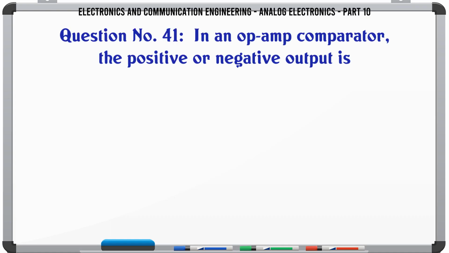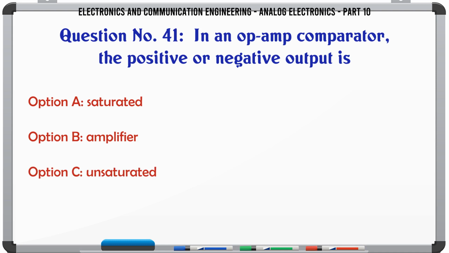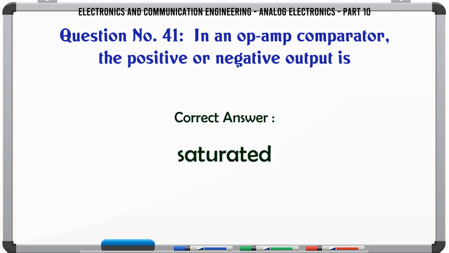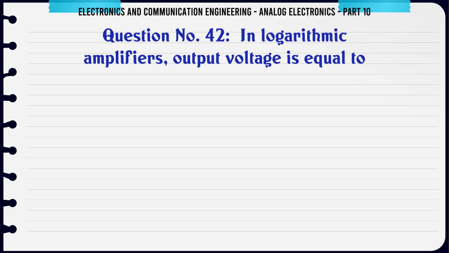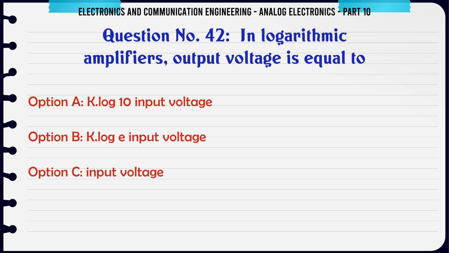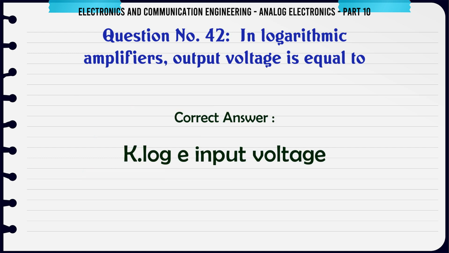In an op amp comparator, the positive or negative output is A. saturated, B. amplifier, C. unsaturated, D. any of the above. The correct answer is saturated. In logarithmic amplifiers, output voltage is equal to A. k·log10 of input voltage, B. k·logE of input voltage, C. input voltage. The correct answer is k·logE of input voltage.